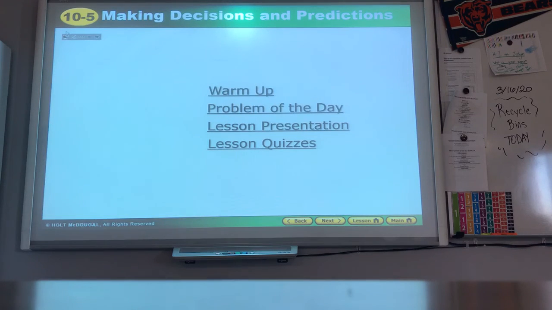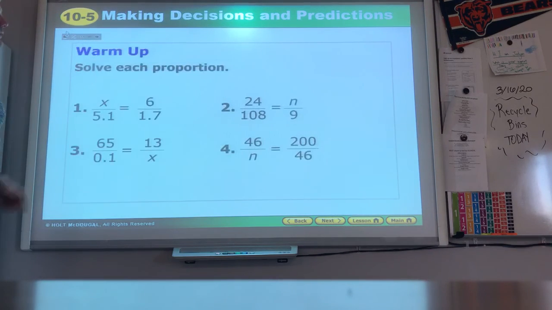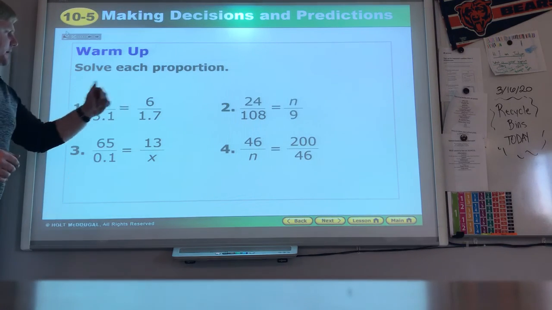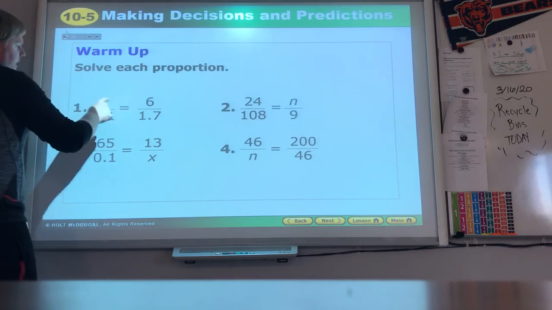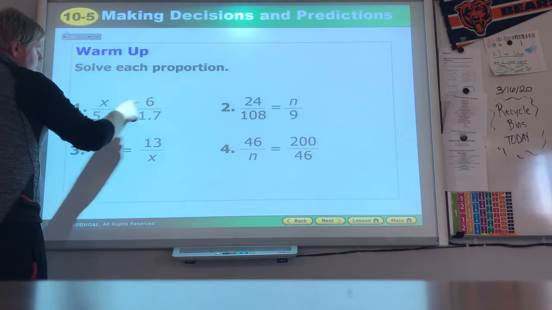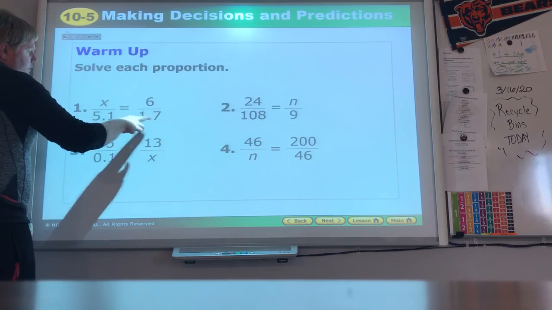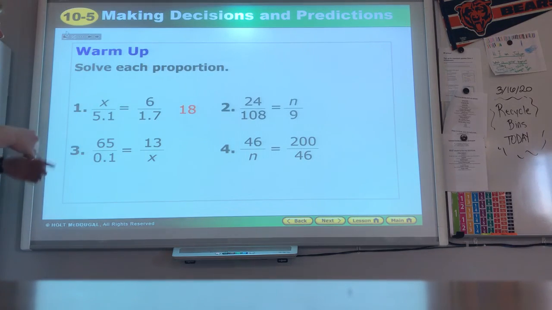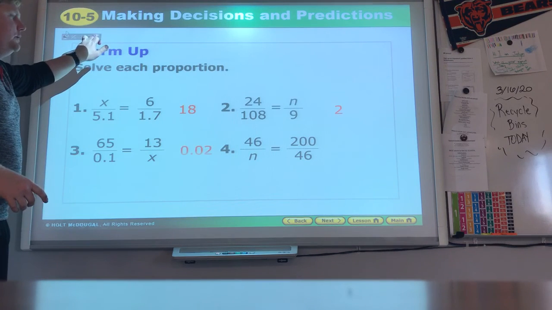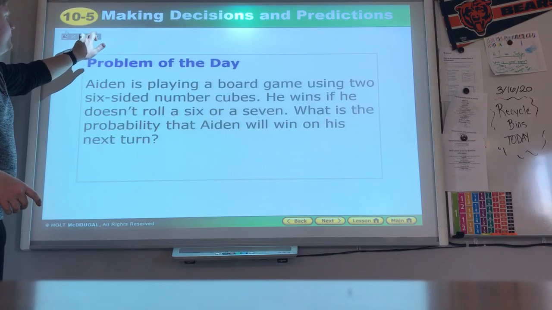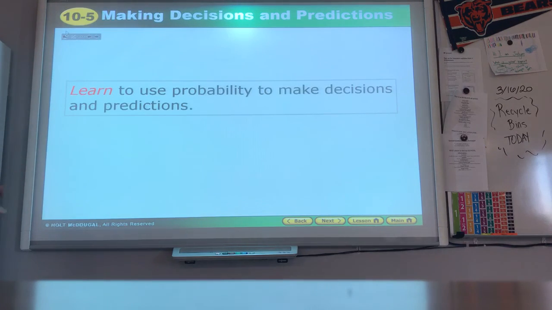All right. So today we have to decide on a few things when we do our permutations, our calculations. They're not overly hard, but we may have to use cross products or other items like that, where you take x times 1.7, 1.7x, 6 times 5, so 30.6. Then you divide, you get your answer. You remember how to do the cross multiplication, cross multiply and divide? Hopefully you do, because that'll be something that we can use today. Learn to use probability to make decisions and predictions.